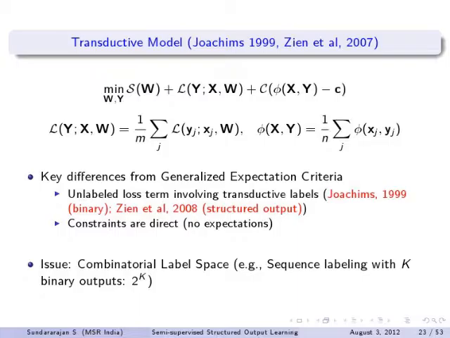Then Chang et al. extended the TSVM model proposed by Joachims for the binary classification problem to the structured output setting. But there are some key differences from the generalized expectation criteria. One is that we have this unlabeled loss term. And second is that these constraints are now specified directly. There is no notion of probabilistic or expectation sense here. So in that sense, one would expect the constraints to be satisfied in a better way when you get a solution from this. But this comes with other challenges.